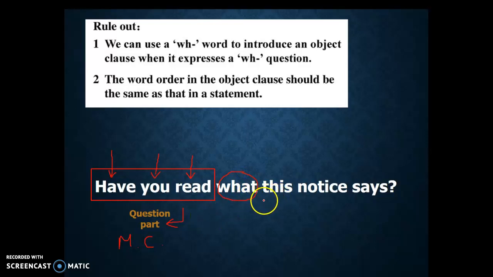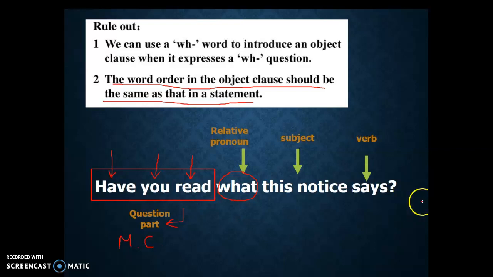But what is after what is going to be as a statement. The word order in the object clause should be the same as in a statement. It means subject plus verb. This notice says. The relative pronoun, the subject, this notice, and the verb says. Here you can see I am using the third person simple present because I am talking about what it says now.